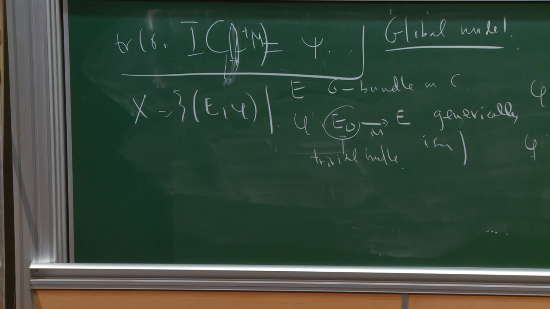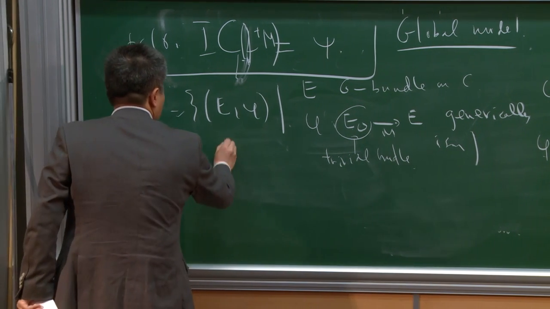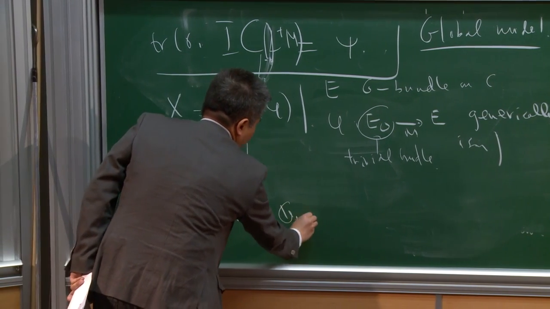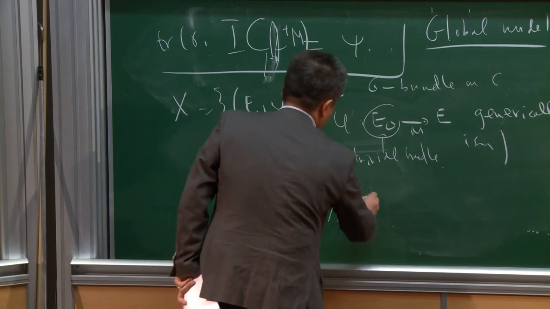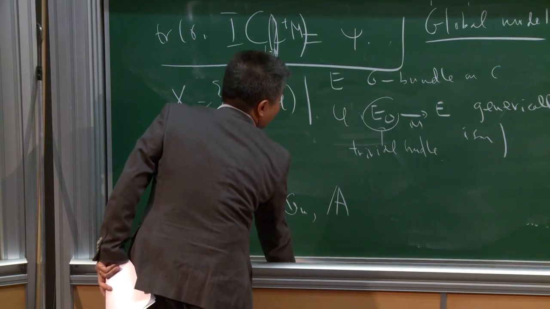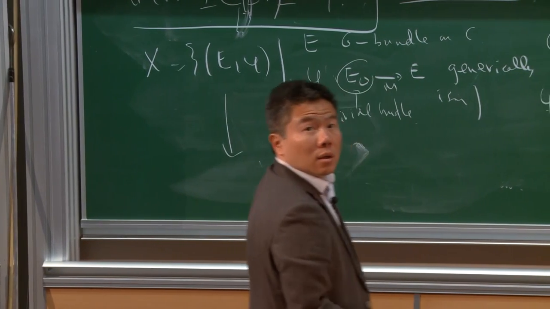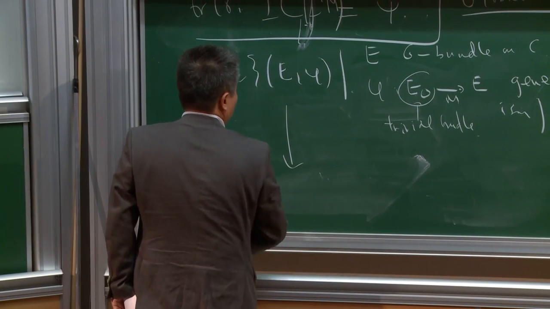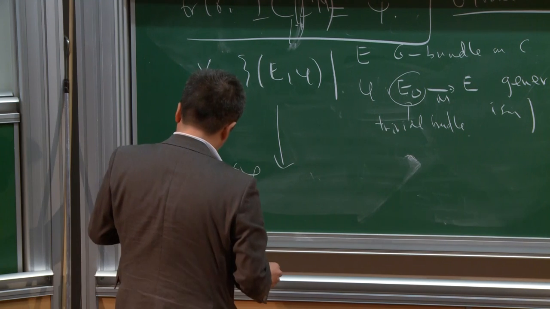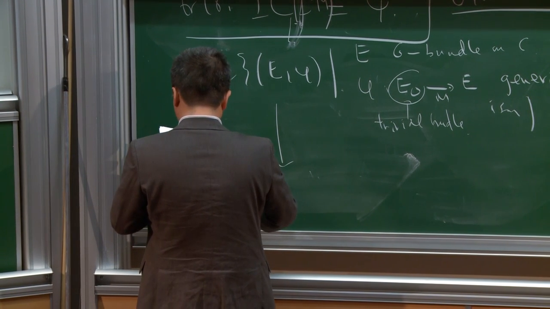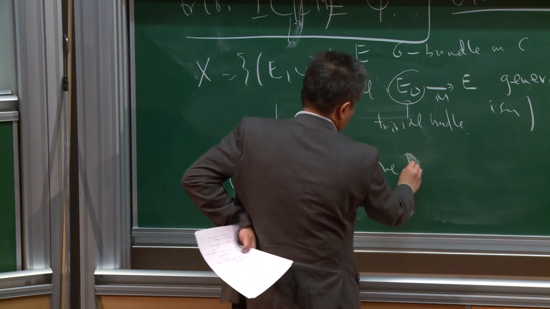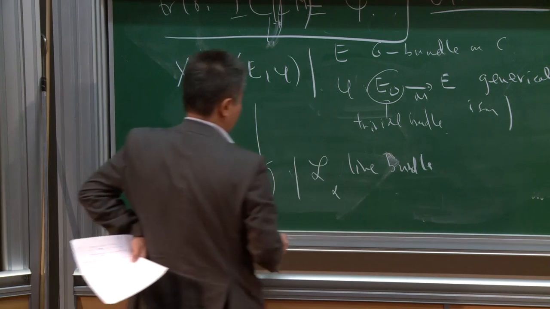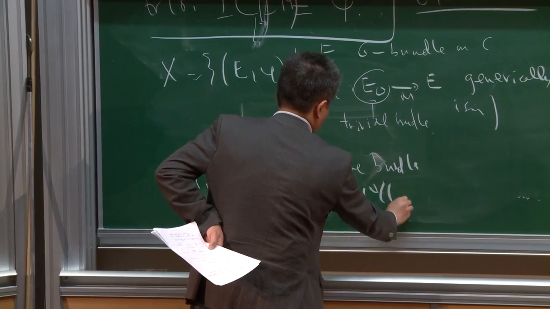Right. And this has a morphism, by abelianization, to the same thing for G, M, and for A. So what we get here maps to the space of a pair of L and alpha, where L is a Lie bundle and alpha is a global section of L. Over the curve, yes.